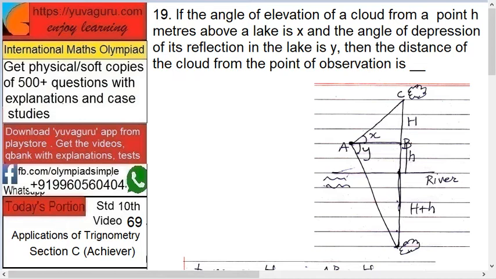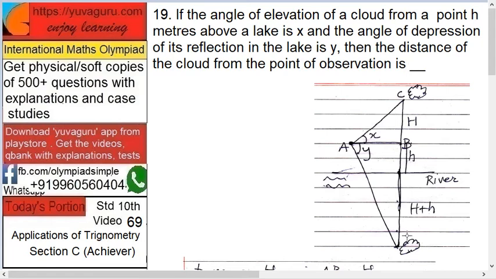Applications of Trigonometry, Section C, Achiever, toughest one. Let's start. If the angle of elevation of a cloud from a point h meters above a lake is x, the angle of depression of its reflection in the lake is y. Then the distance of the cloud from the point of observation is.